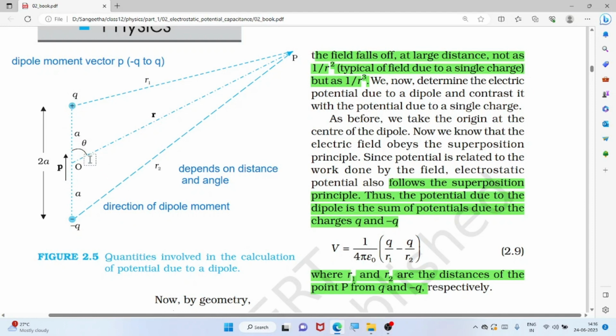And this is the angle, from the center of the dipole to the point where we measure the potential, and this is the distance, this is the angle. So the potential at this point depends on the distance, the angle, and the dipole moment.